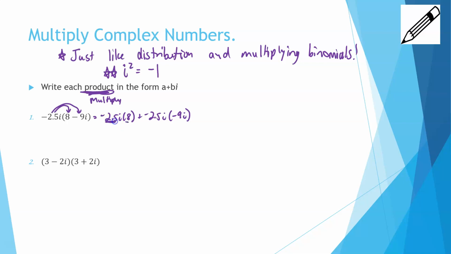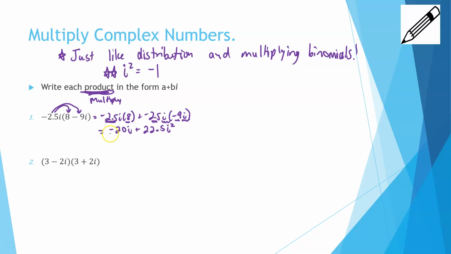Now when I multiply, I do the negative 2.5 times 8. Type that into my calculator. I get negative 20. Keep the i with it. Negative times a negative is positive. 2.5 times 9 was 22.5. But again, I multiply these numbers, but then I also have to do i times i, which is i squared. Just like an x times x is x squared.